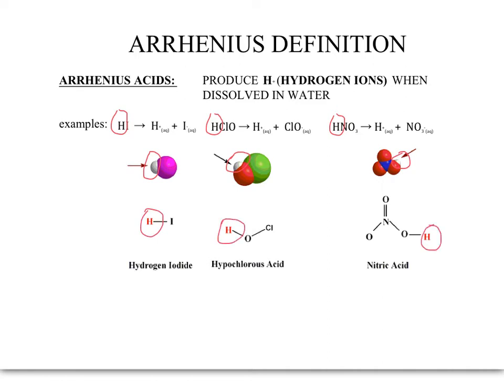And then notice the names of these substances. We have hypochlorous acid, nitric acid, and this one is called hydrogen iodide, but we also call it hydroiodic acid. So they all have acid in the name.